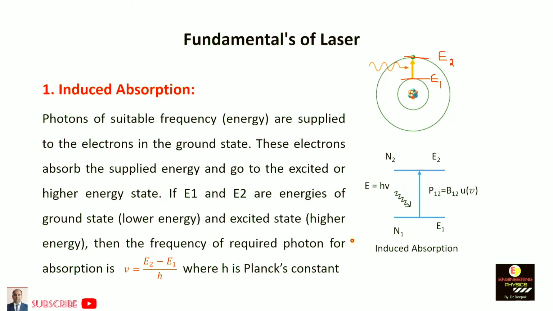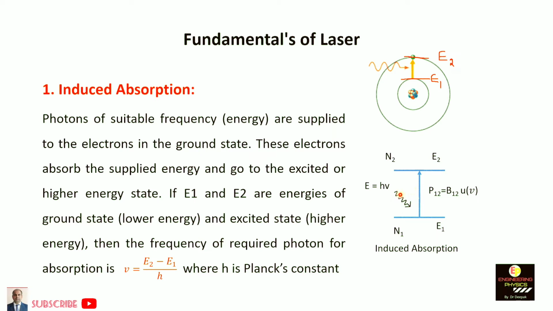For more clarity, you can see from this diagram, these are the energy levels E1 and E2. N1 and N2 are the number of electrons in the ground state and excited state. We are using a photon of light having a suitable frequency that strikes the electron of the ground state. The electron absorbs the energy and goes to the excited state. So here we can represent this by an equation.